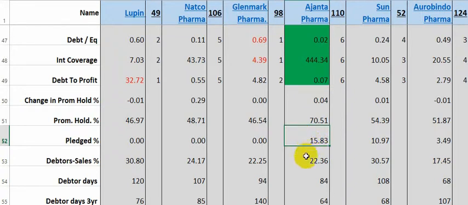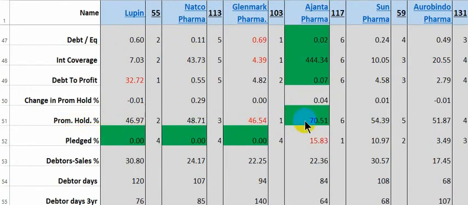Here too, this is not a problem because the promoter holding itself is very high, at 70%. Of the 70% that the promoter holds, only 15% is pledged. So even if everything is sold off, the promoter holding will still not go below 50%. Sun Pharma's promoters have pledged 10% and Aurobindo's is marginal at 3.49%.